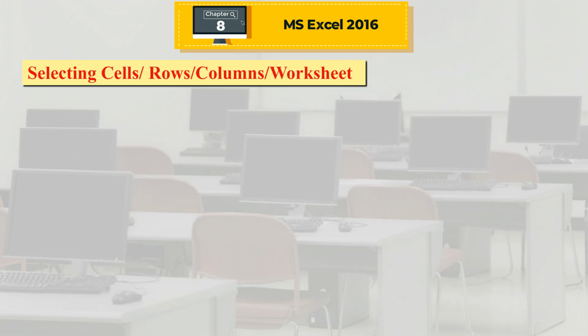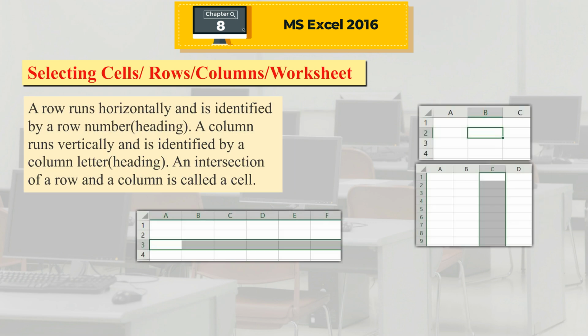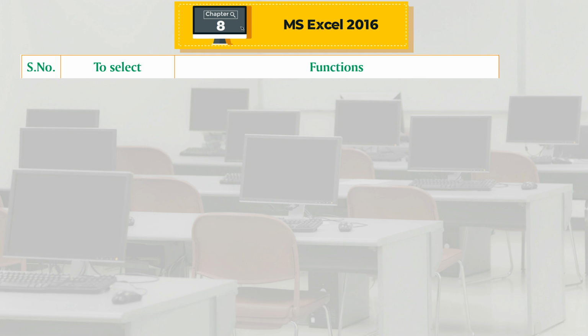Selecting cells, rows, columns, worksheet. A row runs horizontally and is identified by a row number heading. A column runs vertically and is identified by a column letter heading. An intersection of a row and a column is called a cell. To select, the following functions apply.